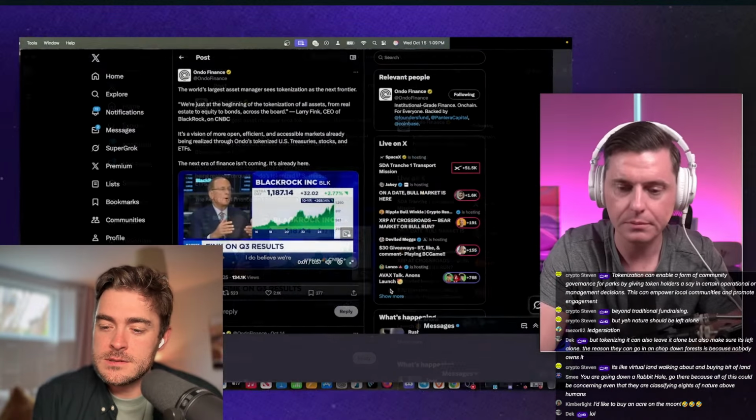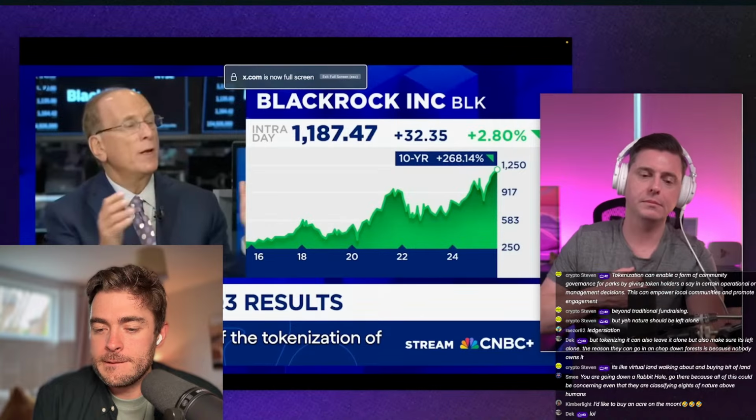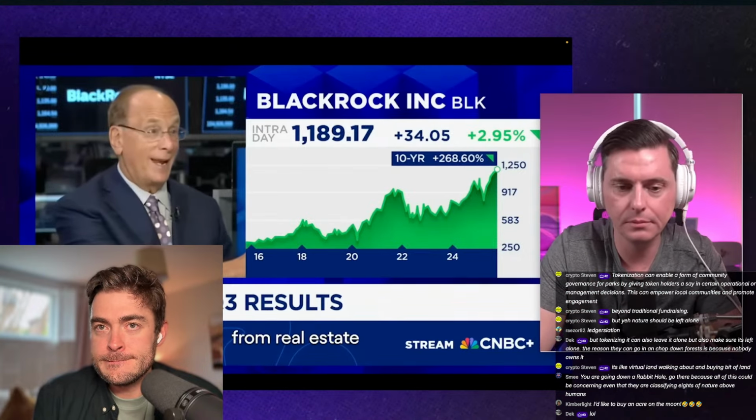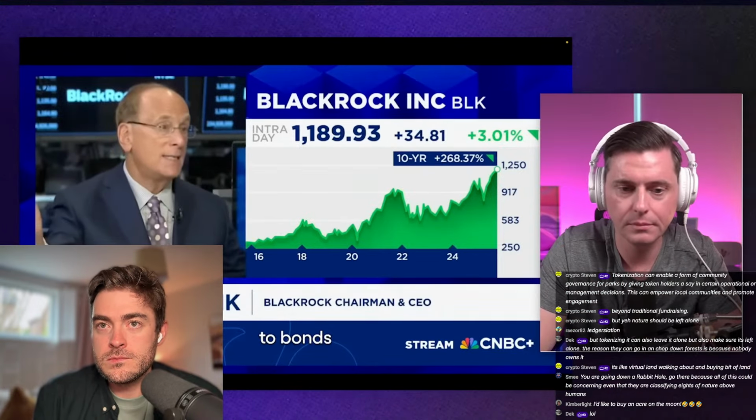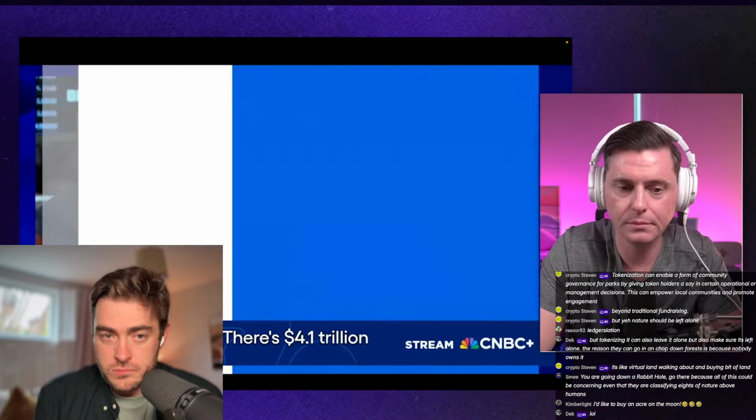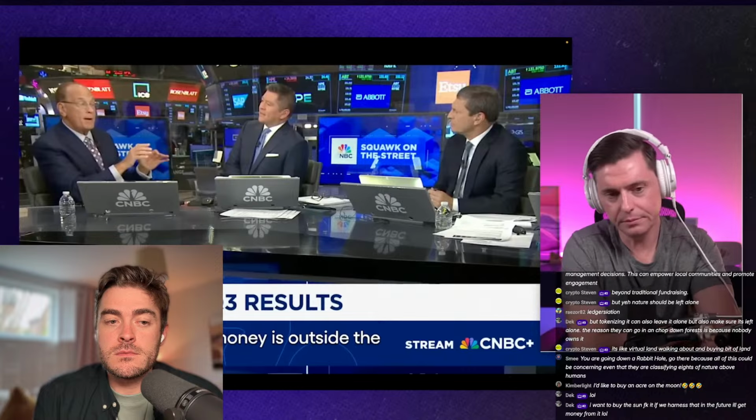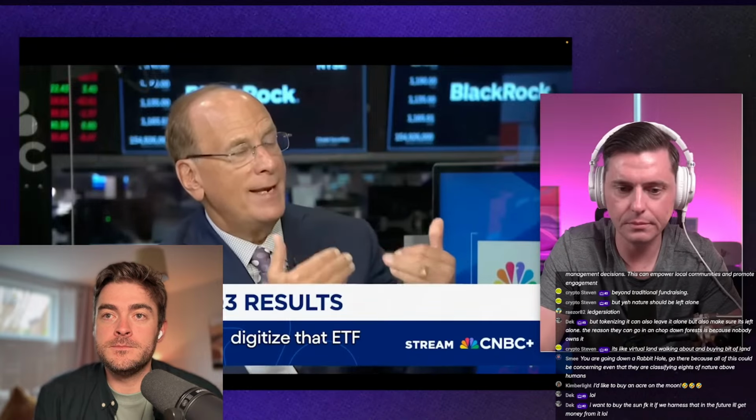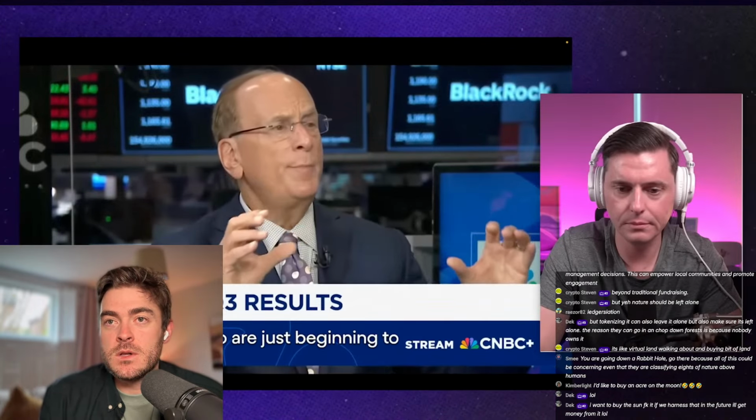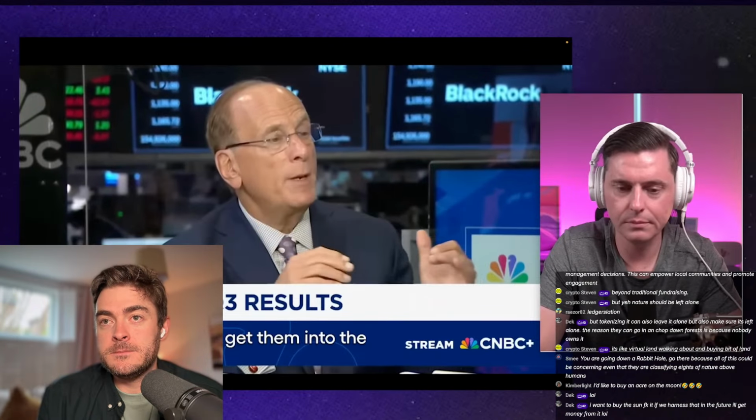I do believe we're just at the beginning of the tokenization of all assets, from real estate to equities to bonds across the board. There's $4.1 trillion of money sitting globally in digital wallets. A lot of that money is outside the United States. If we could tokenize an ETF, digitize that ETF, we could have investors who are just beginning to invest in markets through, let's say, crypto. They're investing in it, but now we could get them into the more traditional long-term retirement products.